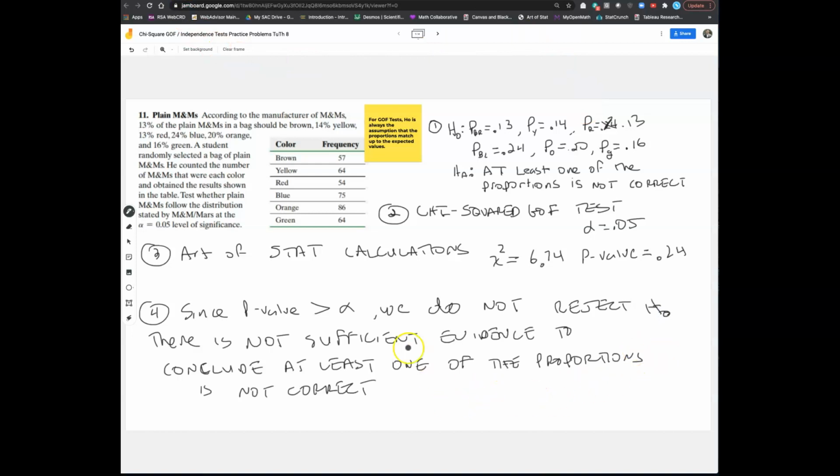So we see, once we do not reject, there is not sufficient evidence to conclude at least one of the proportions is not correct. So again, what we ended up deciding was that we did not reject the null hypothesis. So we're saying that's good, and we're kind of in agreement that they are in proportion. The colors do match up.